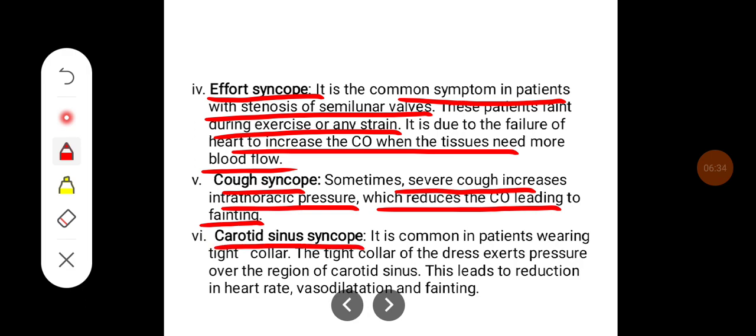There can be carotid sinus syncope. It is common in patients wearing a tight collar. The tight collar of the dress exerts pressure over the region of the carotid sinus. This leads to reduction in heart rate, vasodilatation, and fainting.